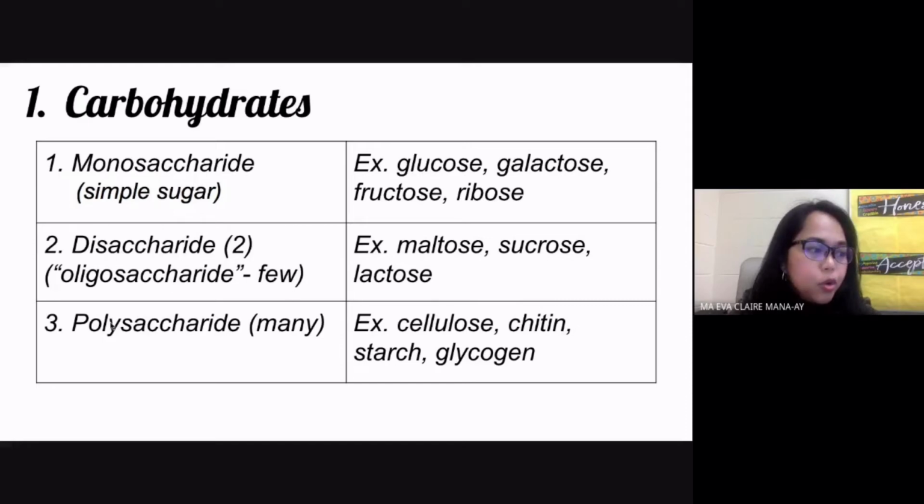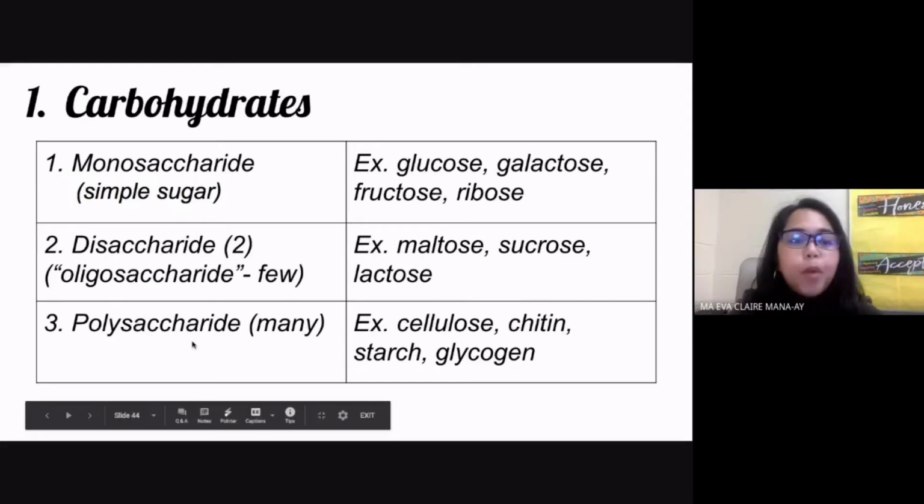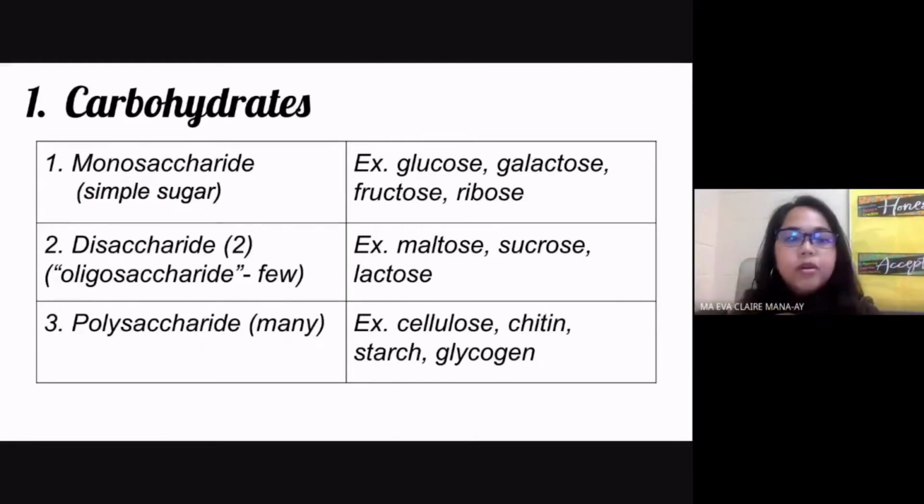Now, as for your polysaccharide, again, when you say polysaccharide, these are bigger molecules of carbohydrates, a long chain of your monosaccharide. And you have four types here, cellulose and chitin.